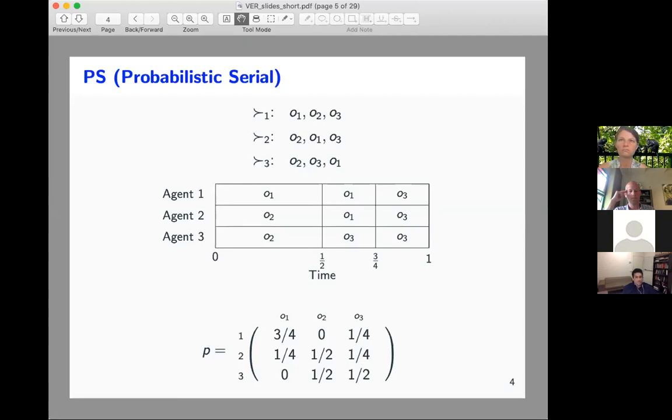In this case, agent 1 ate 3/4 of O1. So this would be an outcome where agent 1's probability of getting O1 would be specified as 3/4. So this matrix at the bottom of the page is basically an outcome of this process, which specifies the probability of an agent getting an item.